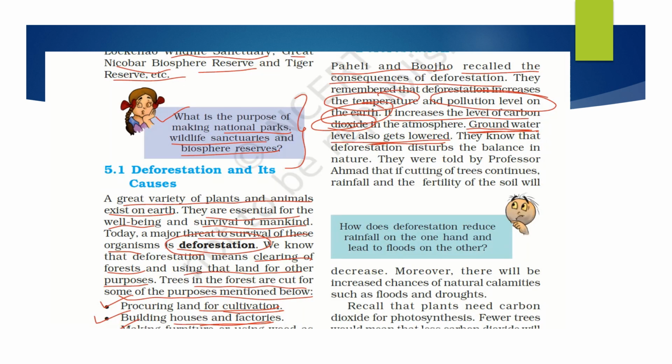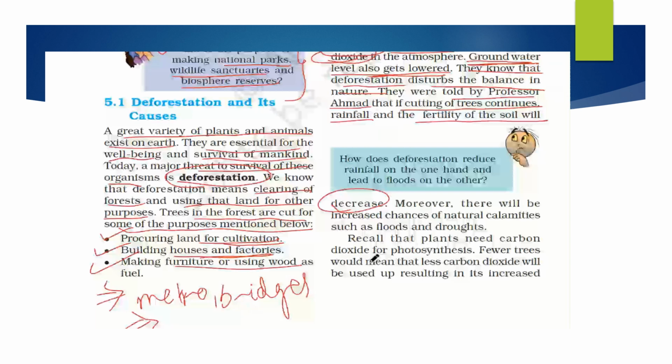Why? Because we are cutting down trees, so the ground level of water is getting lowered, and this is why they know that deforestation disturbs the balance of nature. They were told by Professor Ahmed that if cutting of trees continues, rainfall and fertility of the soil will decrease. So nowadays you have seen that last year we didn't get proper rainfall, so the rainfall has gradually decreased.